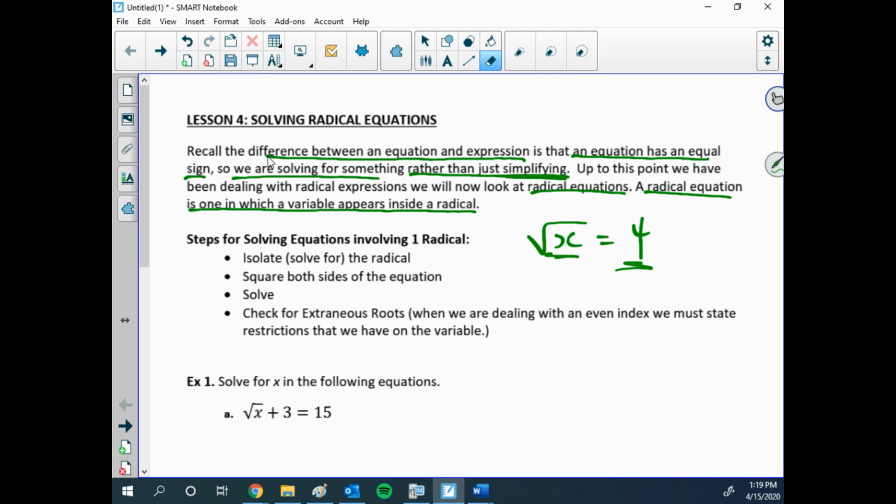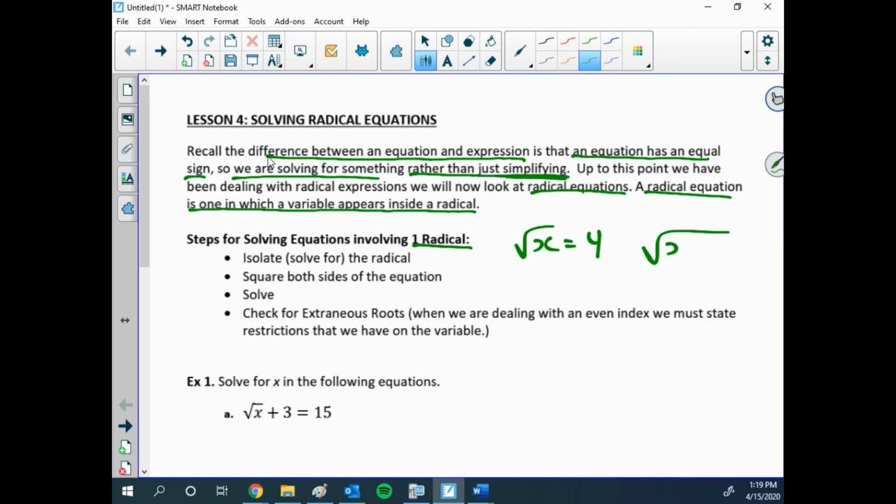Today's video is going to focus on solving equations that only have one radical, like that, not something like this. We'll look at how to solve that in the next video. Today we are only going to solve equations that have one radical in them.